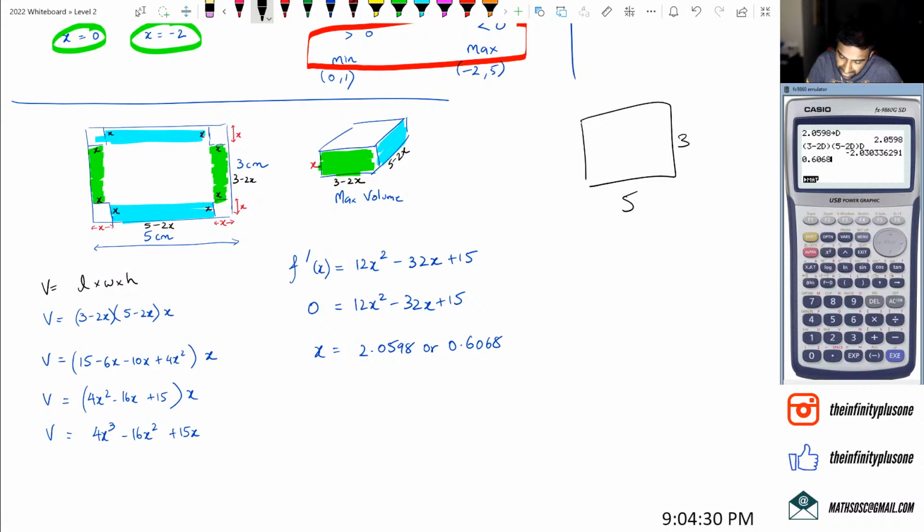Because if I look at this rectangle, the rectangle is actually 5 and 3. Now, if I say that this is x and this is x, if I actually put this as 2.0598 and 2.0598, then what happens is the length is actually above 3, which means x equals 2.0598 is not going to work.